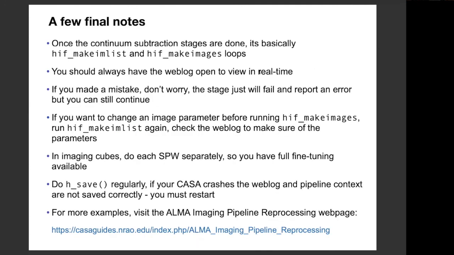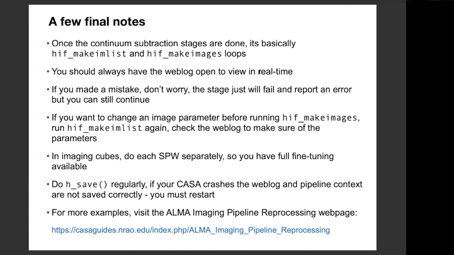And these are some final notes. Basically, once your continuum subtraction stages are done, it's just a combination or loops of these tasks, make imlist and make images. And so you just play with the different parameters, like I showed, like I told you just before. And then I will just keep a look at your web log to see the things that you're doing. And if you make a mistake, don't worry. If you see some red thing in the web log, don't worry. You just check what went wrong. Sometimes it's not really critical, so you can just continue and go to the next step. Like I said, if you want to change the parameters, you just change it in this task, make imlist, and then run make images.